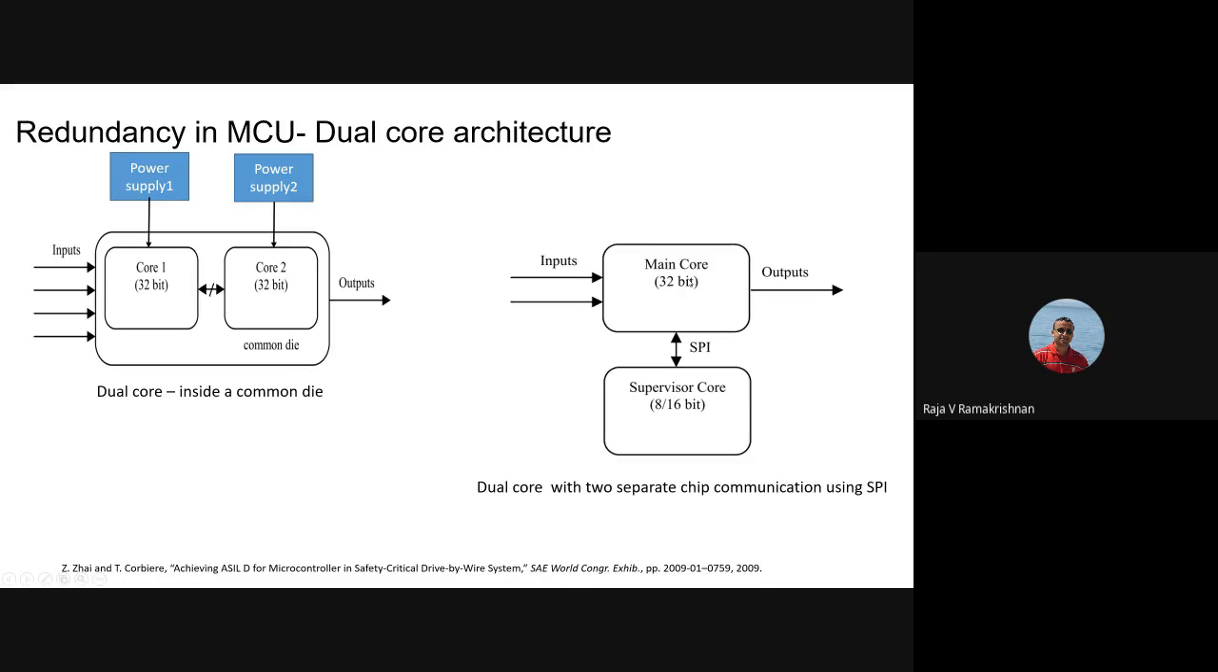Or another way is that this is inside one common die. The other way is that there is a main core and then there is a supervisory core which talks to each other, which is outside, on two dies. They're like two chips. So it's dual core with two separate chips communicating using SPI. That's another type of architecture.